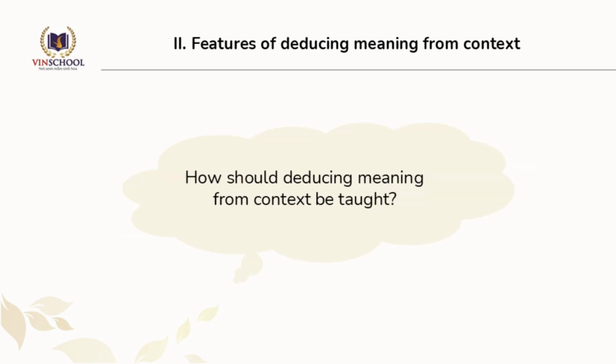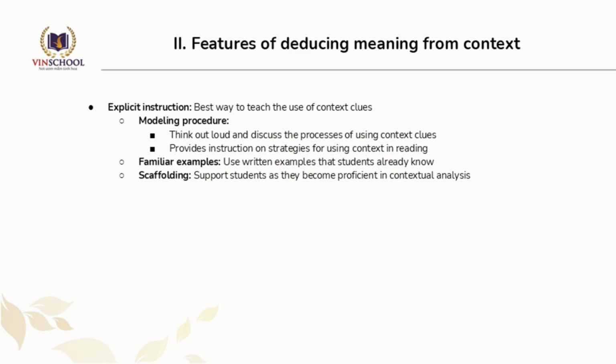Next, let's address the question, how should deducing meaning from context be taught? The best way to teach the use of context clues is through explicit instruction. This involves the teacher modeling the process, using familiar written examples, and offering support as students become more skilled in contextual analysis.